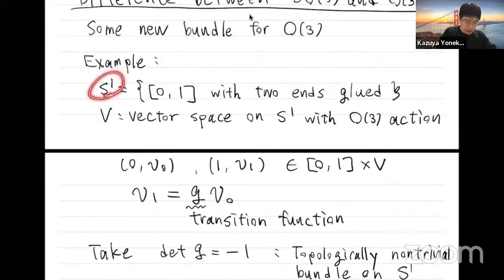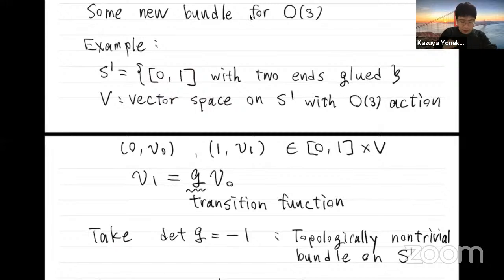So let's consider S1, just a circle. Then this S1 can be constructed by gluing two ends of an interval. So we consider some interval, let's say from 0 to 1. And then we can glue these two ends, and then we get S1. So this is a very simple construction of S1. And then let's consider a fiber bundle over this S1. Well, more explicitly, let's consider a vector bundle. So I take some vector space. This vector space can be just considered as R3 in this case.